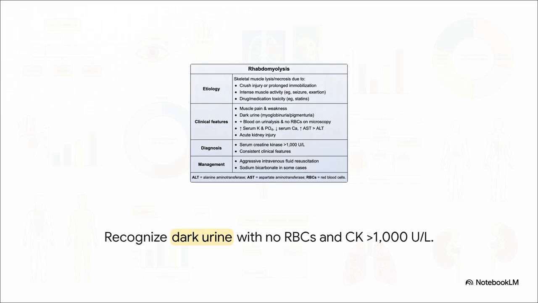Let's look at the pigment nephropathy panel, which confirms skeletal muscle necrosis. The patient rolls in with muscle pain, weakness, and extremely dark urine. The urinalysis is heavily heme positive, but, and this is key, microscopy shows zero or maybe very few actual red blood cells. You confirm the diagnosis with a CK above 1,000.